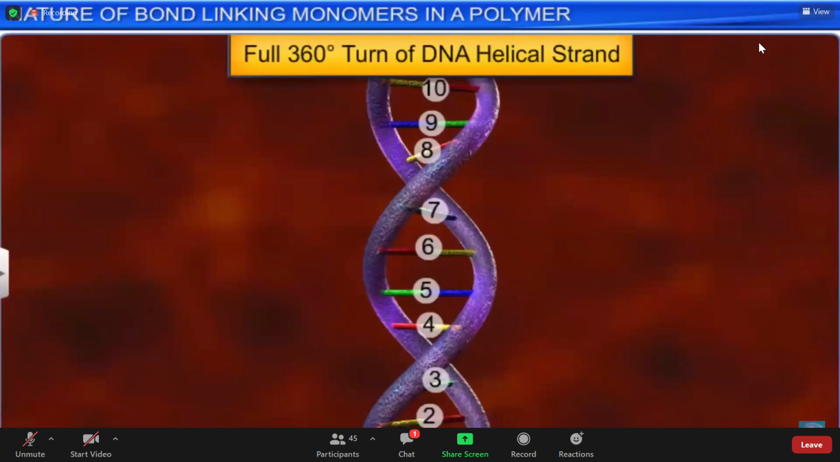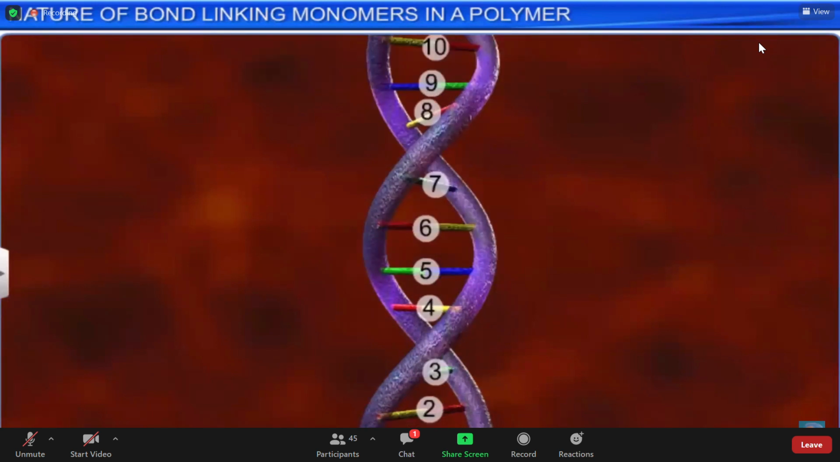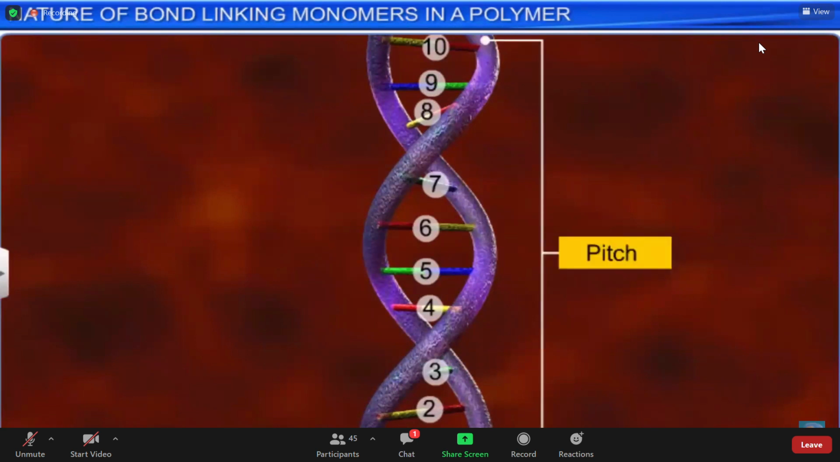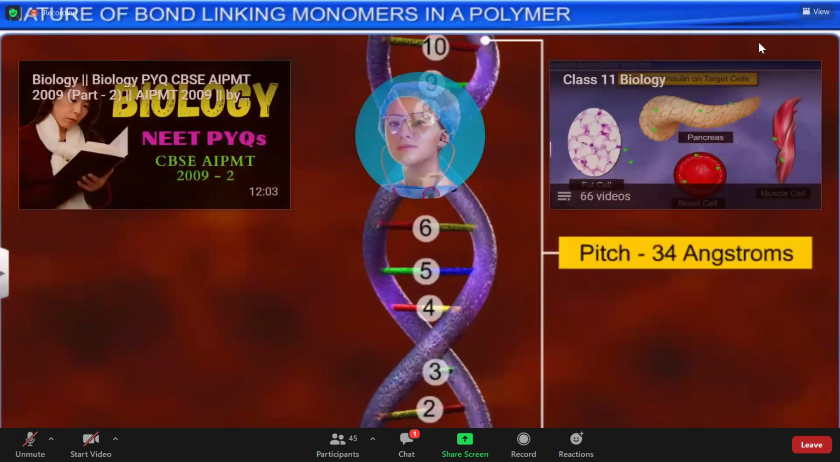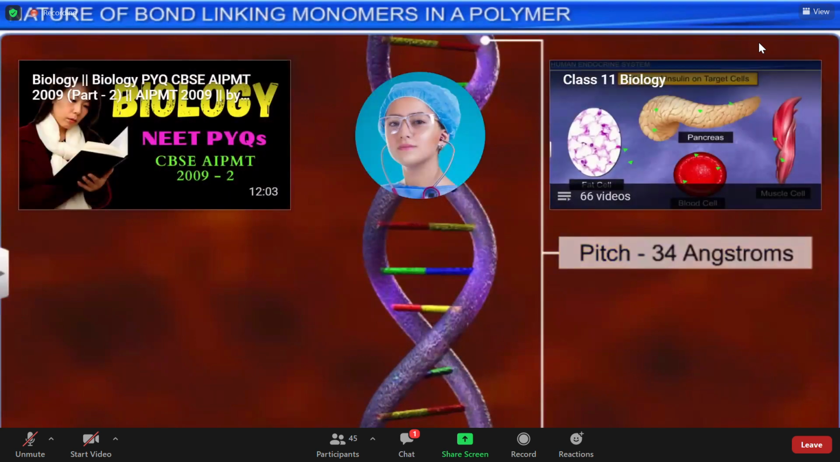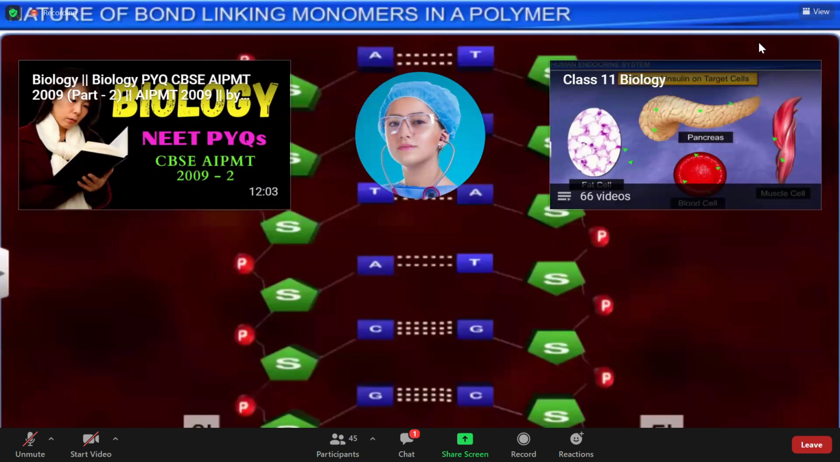In other words, there are 10 phosphate sugar groups in every full revolution of the DNA strand. The distance along the helix axis corresponding to one turn is known as pitch. In B DNA, the pitch is 34 angstroms. The rise per base pair, or the distance between two base pairs, is 3.4 angstroms.